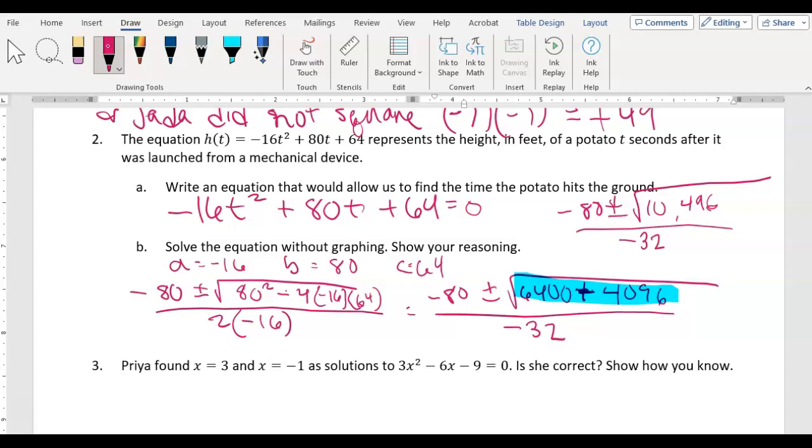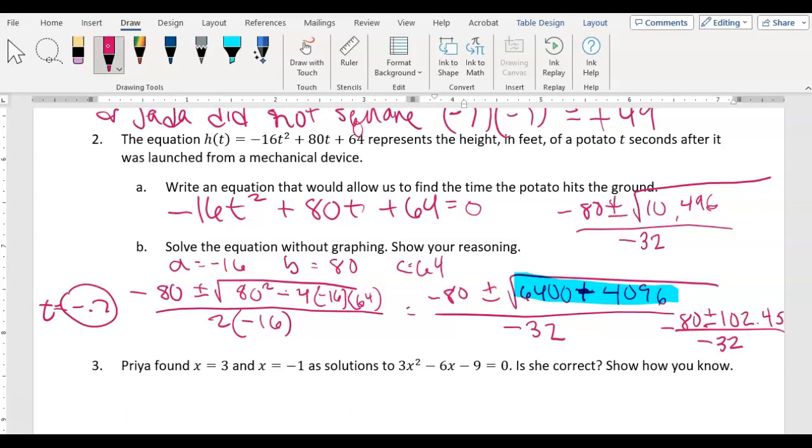So this would be negative 80 plus or minus the square root of 10,496, which is about 102.45. So I'm going to write this as 102.45 all over negative 32. And now you can calculate your numerator and then divide by your denominator. So we're going to do negative 80 plus 102.45 divided by negative 32, which will give us negative 0.7 as one answer. So that would be t equals negative 0.7.